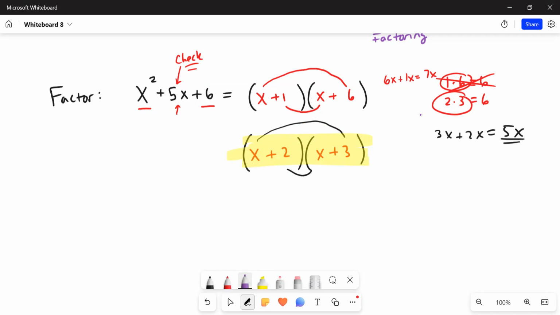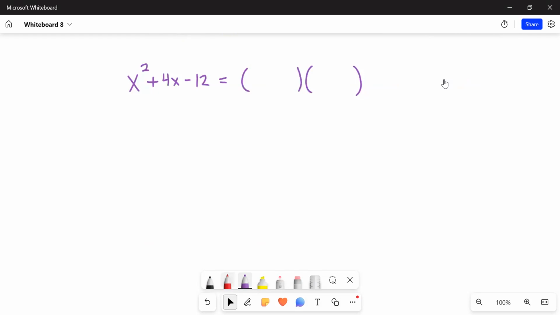Let's take a look at just one more. If we have x squared plus 4x minus 12, right? We'll start the same way. We'll look at the first term, we'll look at the last term, and then we'll use the middle term as a check. Okay, so starting off, the first term is x squared. That will be x times x. And this time a little more complex. The middle term, again, is the check term. The last term is -12.